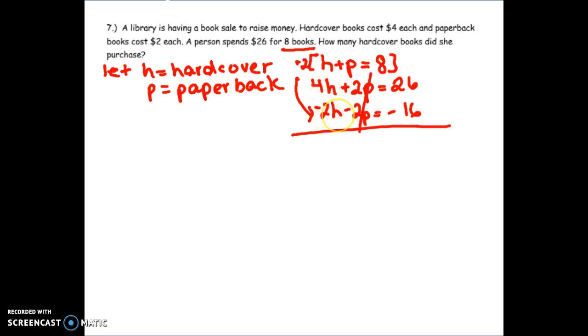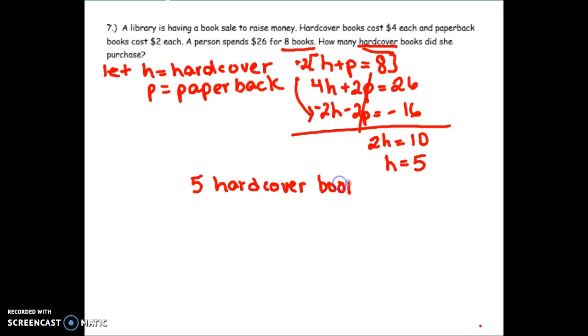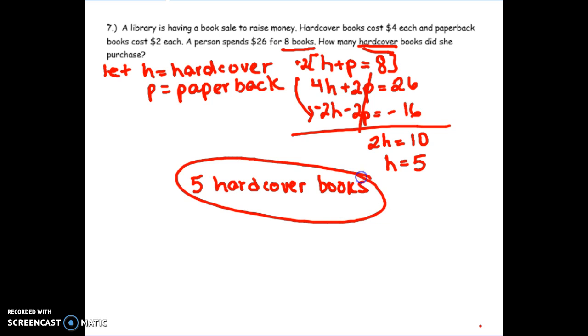And when I add 4h and -2h, I get 2h is going to be equal to 26 plus a -16, which is 10. So my h is 5. My h variable is hardcover, and this is what they're asking for. So my answer is 5 hardcover books. Again, with a word problem, we don't need an ordered pair as an answer, we just answer the question.